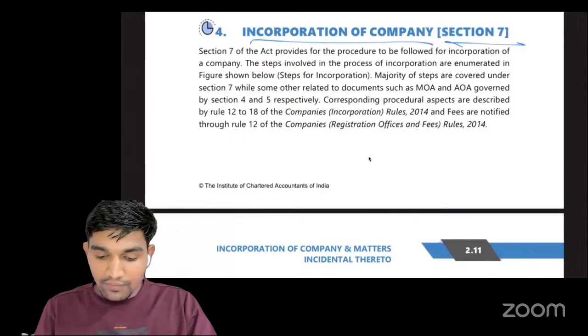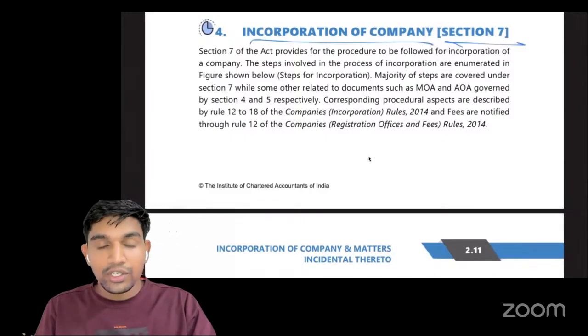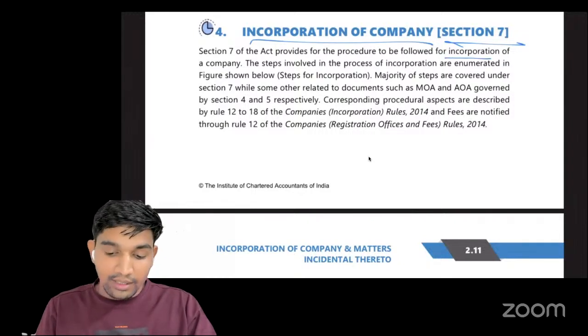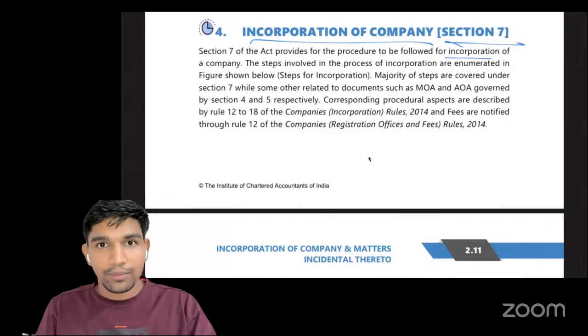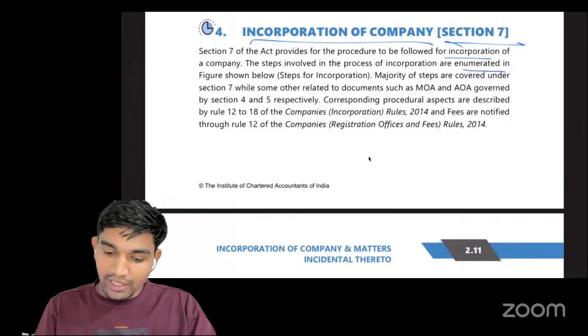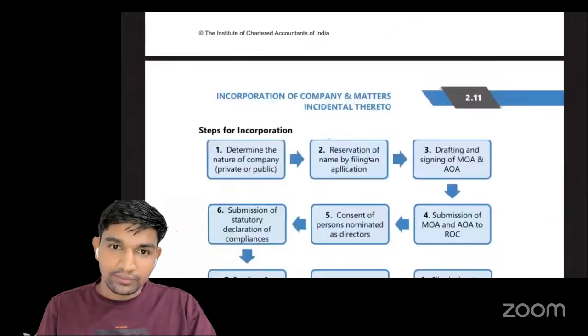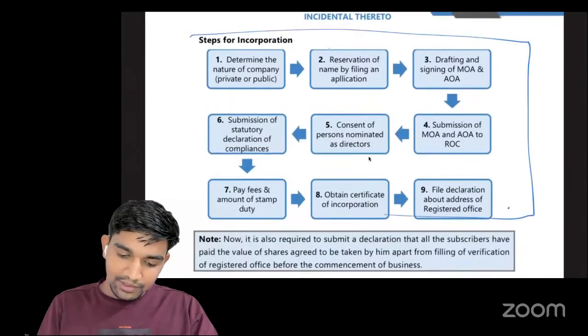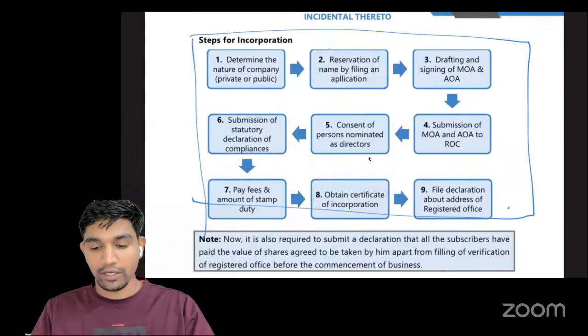Now we are going to learn Section 7, incorporation of company, in which we will learn the procedure to be followed for incorporation of a company. The steps involved in the process of incorporation are enumerated in this figure. They have mentioned 9 steps to incorporate a company.